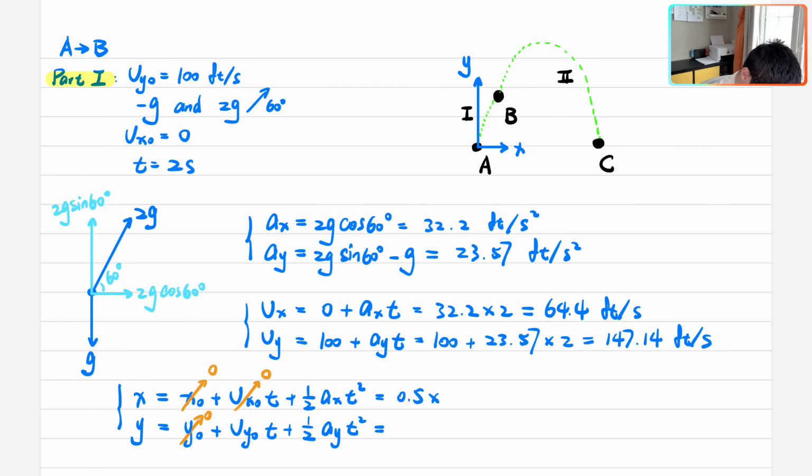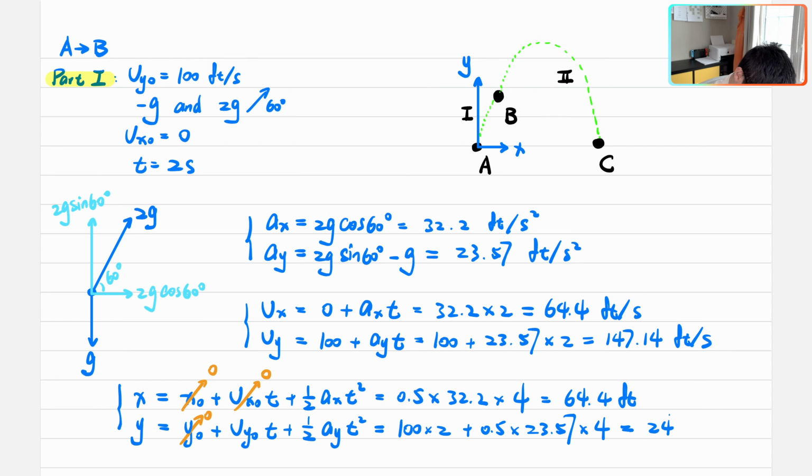0.5 times 32.2 times 4. Okay, you'll notice it happened to be the same value, but they're in different units. That's why keeping your units is a good choice. It's always a good practice. 100 times 2, Vy naught times t, plus 1/2 times ay, 23.57 times 4. Okay, 2 squared. The 2 seconds squared is 4. 247.14 feet.